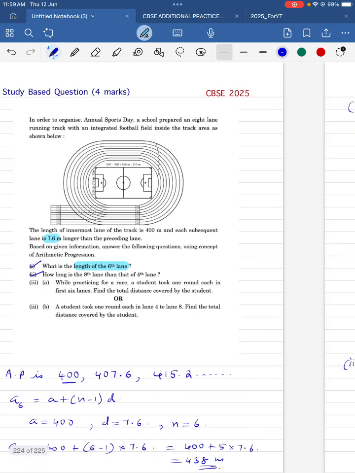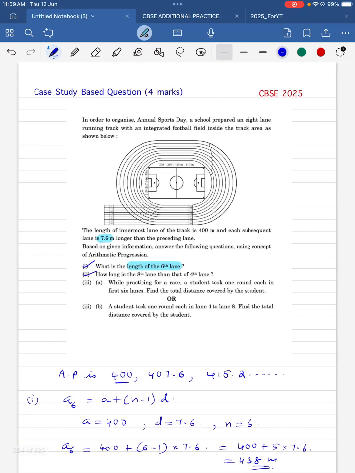Now let's try out the third part. In the third part, they've said, while practicing for a race, the student took one round each in the first 6 lanes. Find the total distance covered by the student. So in the first 6 lanes, the student has practiced. You have to find the total distance covered by the student.